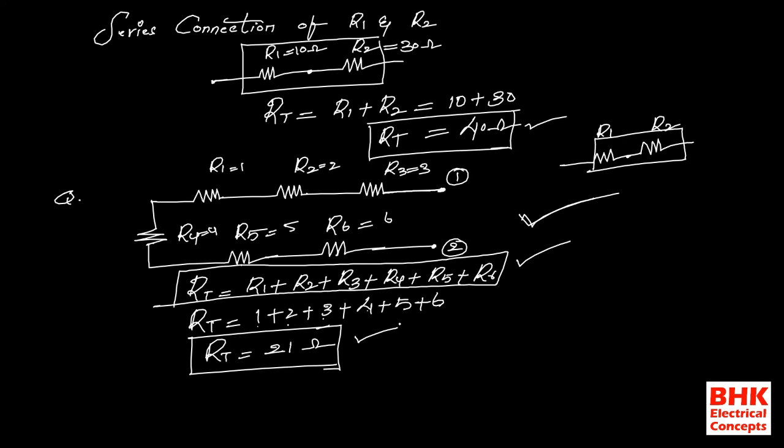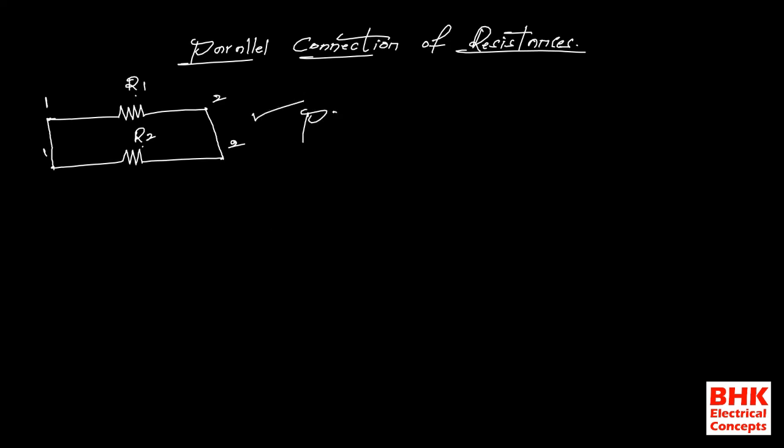Now coming to the parallel connection of resistances. For example, here I am taking R1, with terminal 1 and terminal 2, and I am taking another resistance, with terminal 1 and terminal 2. This is the resistance R1, this is the resistance R2. Now we can say that R1, R2 both are connected in parallel when these two are directly connected like this. The first terminal of R1 and the first terminal of R2 are directly connected like this, and the second terminal of R1 and the second terminal of R2 are directly connected like this. Then this type of connection we call a parallel connection.